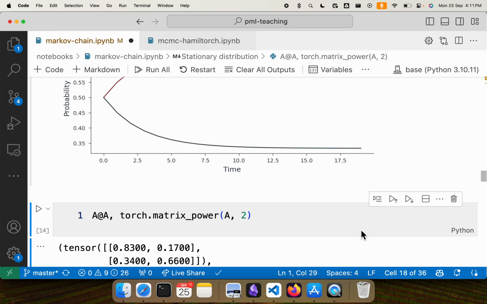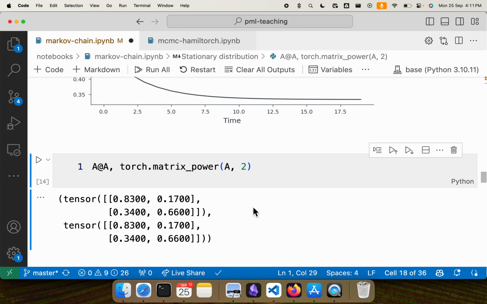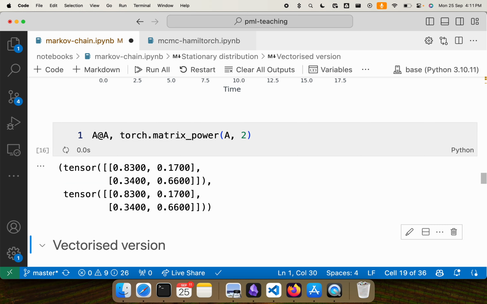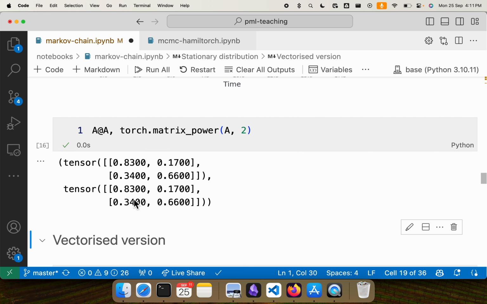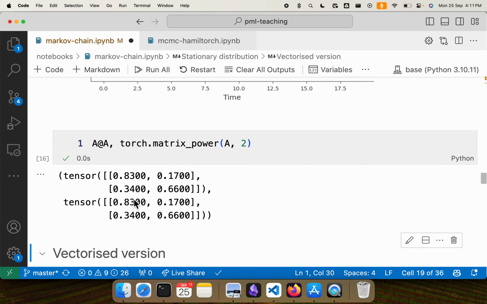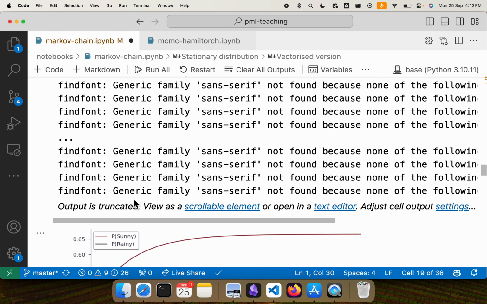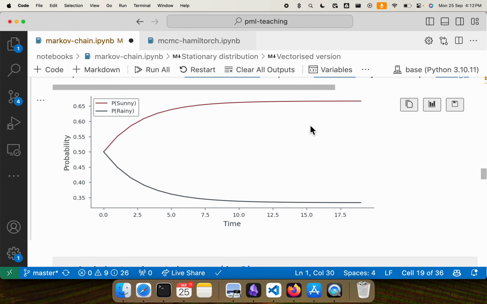So, now let us look at what is happening. We should first look at what the matrix power operation is. It is the same as matrix A multiplied by matrix A, and we can verify that both of these matrices are the same. Now we can attempt to write a vectorized version of getting the convergent distribution, right.